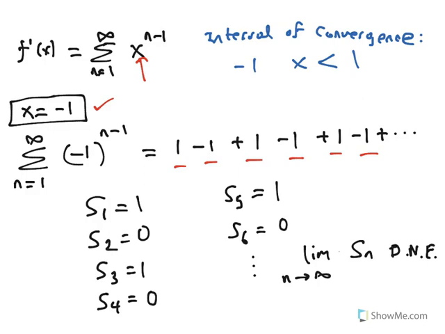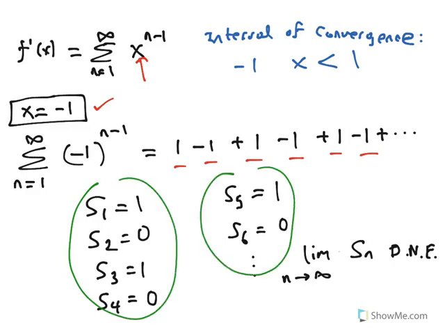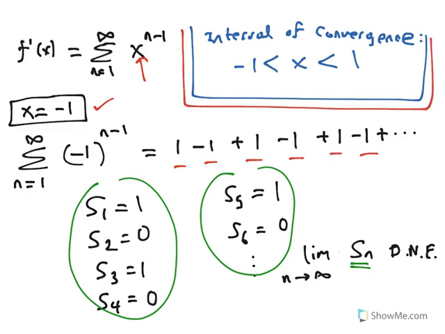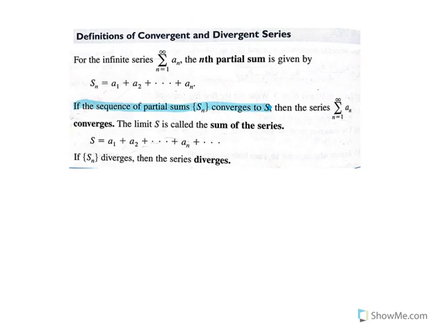And what does it mean for a series to converge? It means that its sequence of partial sums converges. But what we're seeing here is that its sequence of partial sums does not converge because the limit of the nth partial sum as n goes to infinity does not exist. So we can say confidently that the interval of convergence will not include -1. So the interval of convergence is from -1 to +1, not including the endpoints.